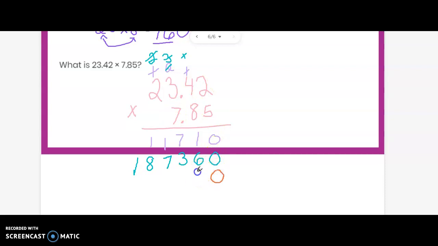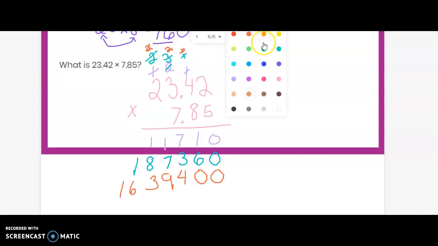I'm going to put in 2 zeros because I moved over 2 places. So 7 times 2 is 14, carry my 1. 7 times 4 is 28, plus that 1 up here is 29. Carry my 2. 7 times 3 is 21, plus the 2 is 23. Carry my 2. 7 times 2 is 14, 15, 16. Whew, I got it. See, now to me, this is the fun part of math.